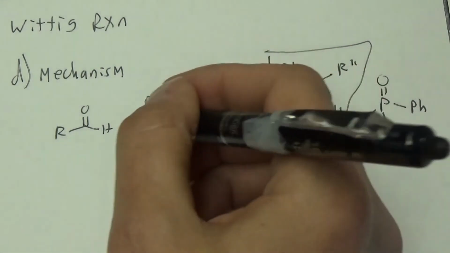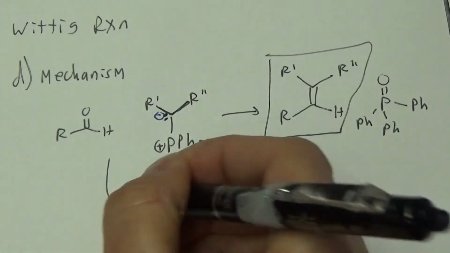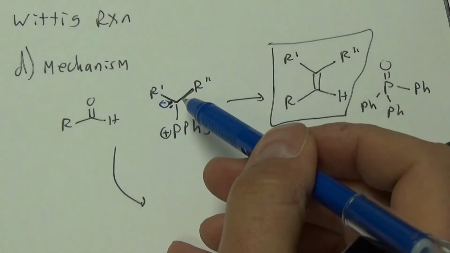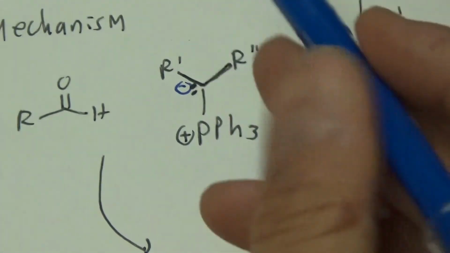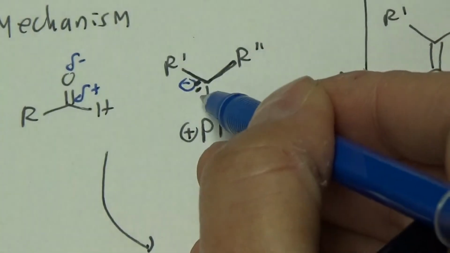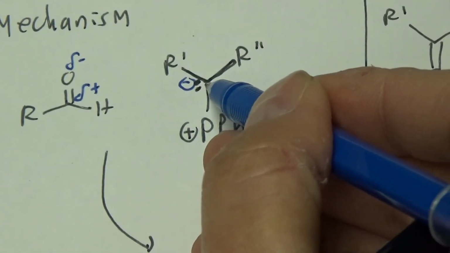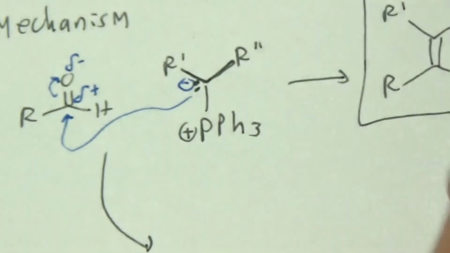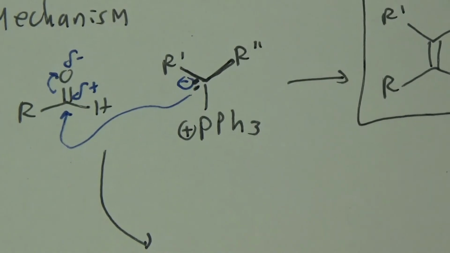Okay, so what's the mechanism? It's really easy. So, carbon with a negative charge. What do you think the carbon with a negative charge is going to do to this thing with a delta plus, right? What do you think? It's kind of like a Grignard, right? Grignards do what to ketones and aldehydes? They attack them. So it just attacks, alright?